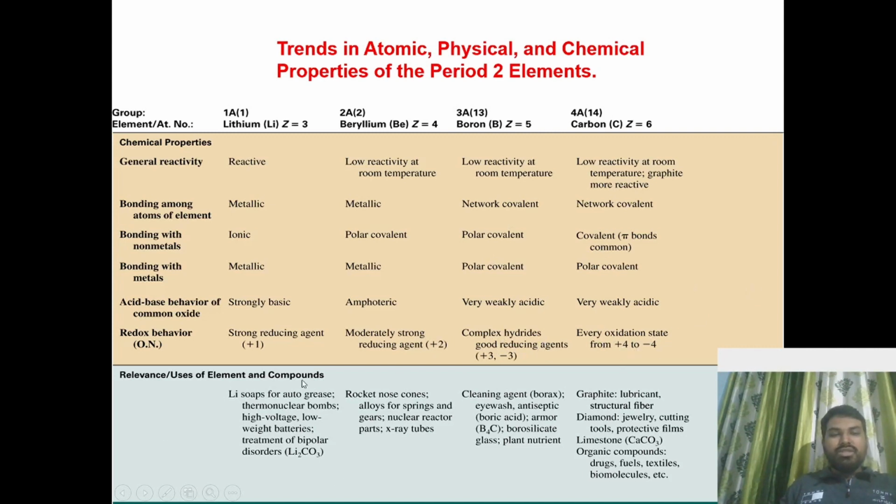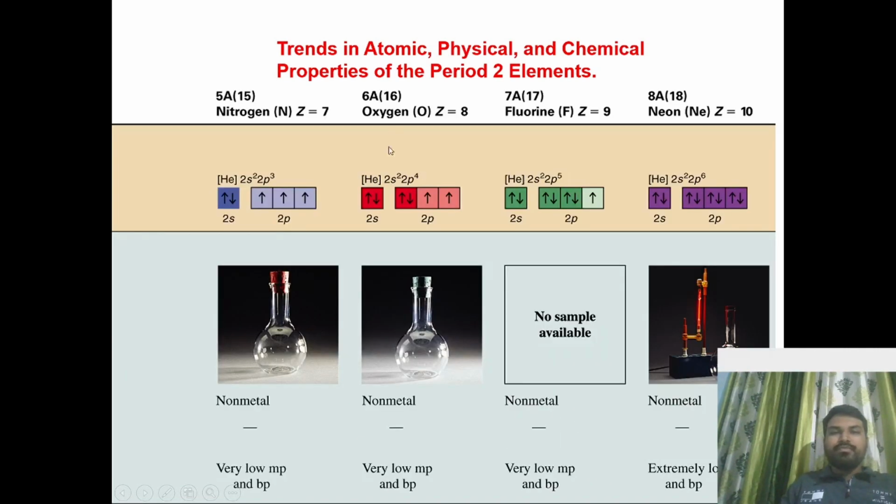Now the uses of these elements: lithium is a source for auto grease and thermonuclear bombs, high voltage, low weight batteries, and treatment of bipolar disorders. Beryllium is used in rocket nose cones, alloys for springs and gears, and nuclear reactor parts. Boron is used as a cleaning agent, that is borax, and boric acid. Carbon is found in graphite, diamond, limestone, and organic compounds, drugs, fuels, textiles, and biomolecules. These are the uses of these group 1 to period 2 elements.